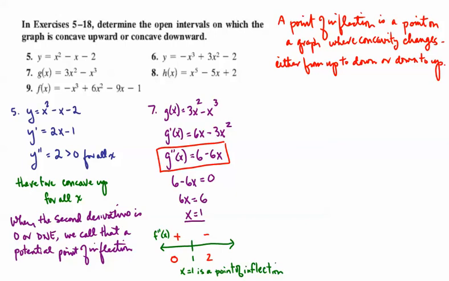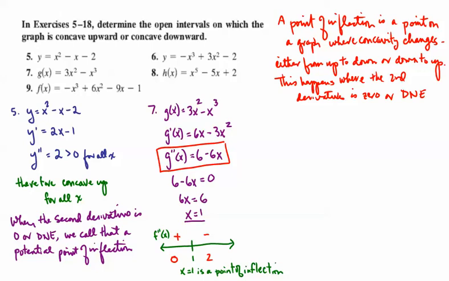So a point of inflection is an actual point on the graph, it has to be in the domain of the function. A point of inflection is a point on the graph where the concavity changes. It might change from concave up to concave down, or concave down to concave up, but in order to be a point of inflection, the concavity must change at that point. And it will either be a point where the second derivative is 0, or where the second derivative does not exist.